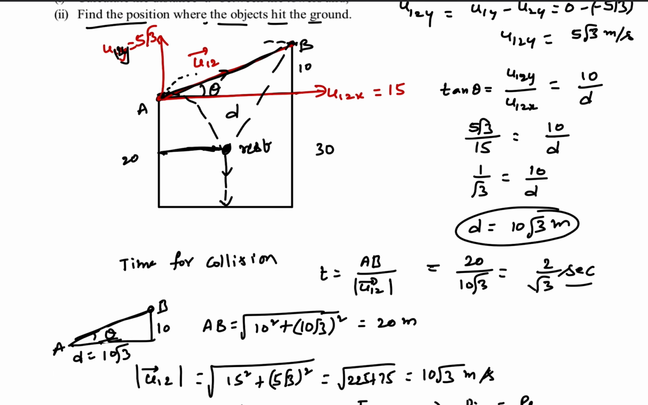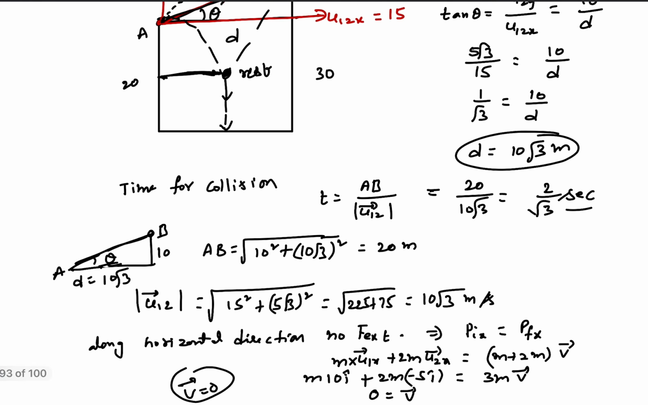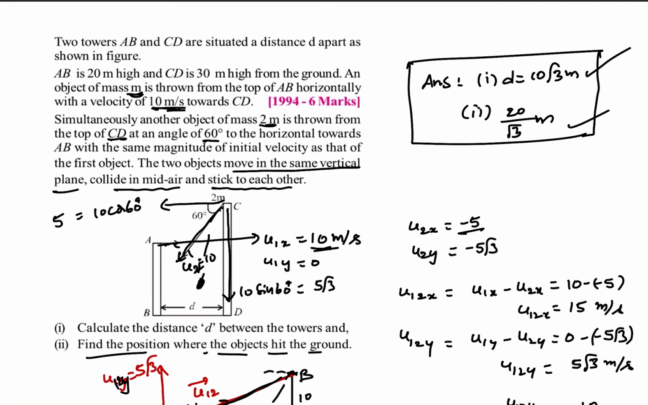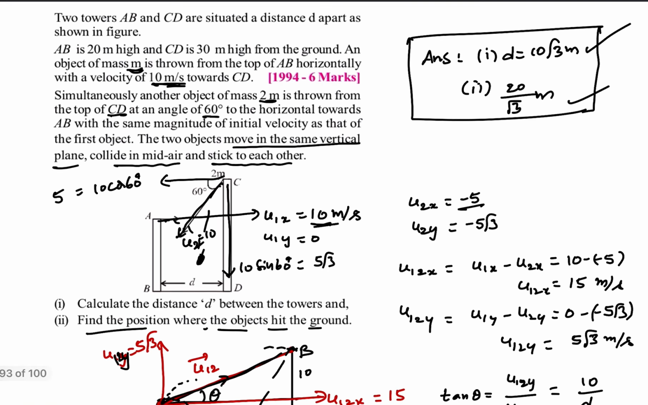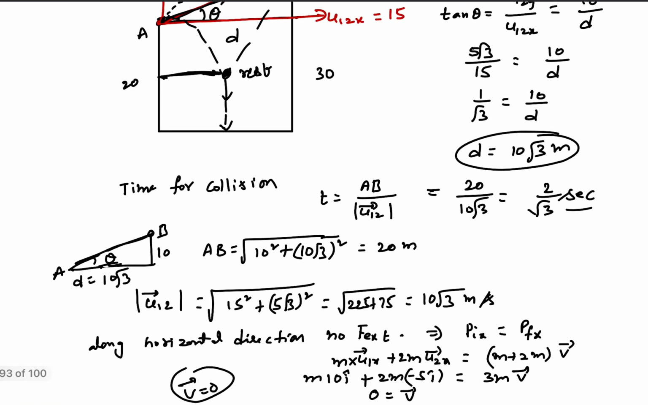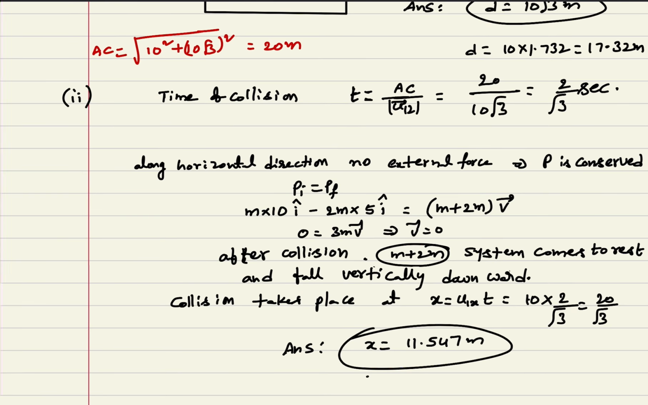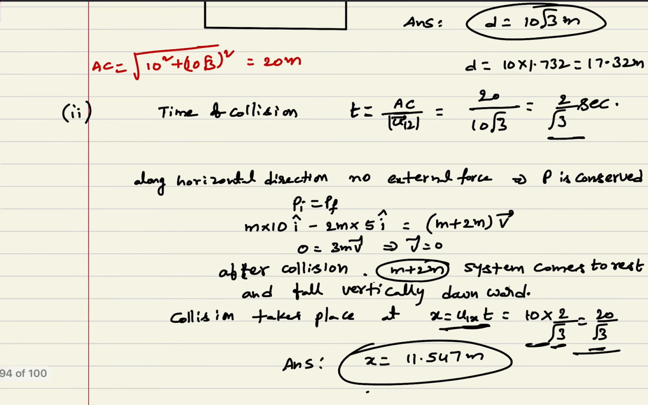At what point they are hitting the ground, we can see horizontal distance we can calculate now. X is equal to ux into t. You can calculate and get 20 by root 3 meters. Observe this, I already calculated. X is equal to just u1x into t, 10 into 2 by root 3. Time taken already calculated, 2 by root 3. You substitute there, you will get the value 20 by root 3, approximately 11.547 also.